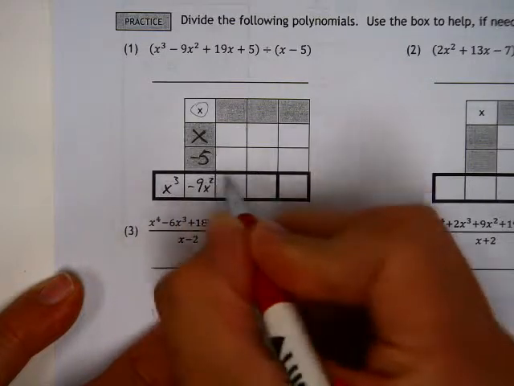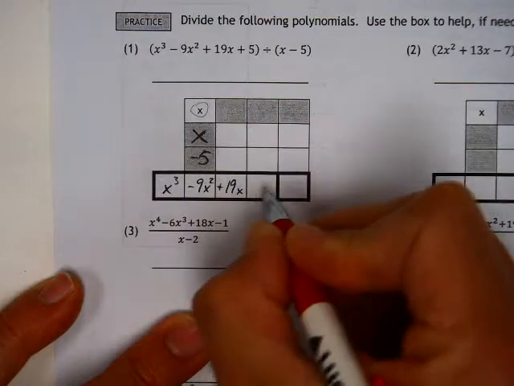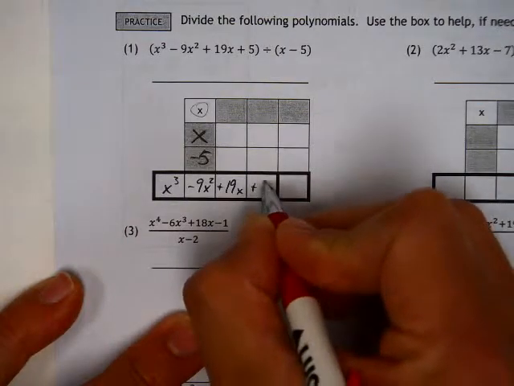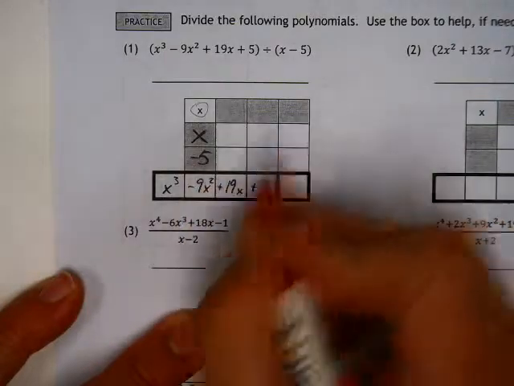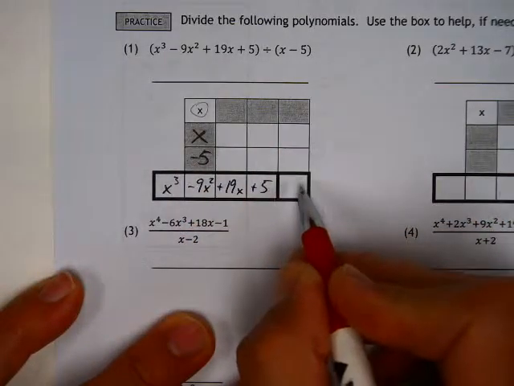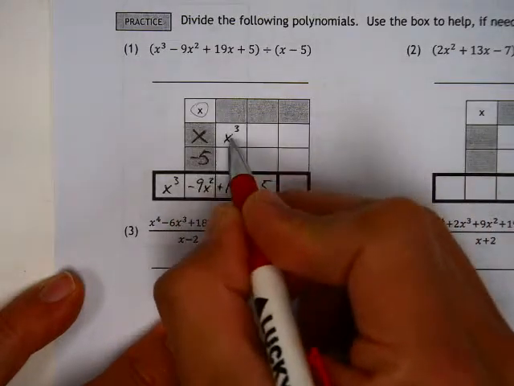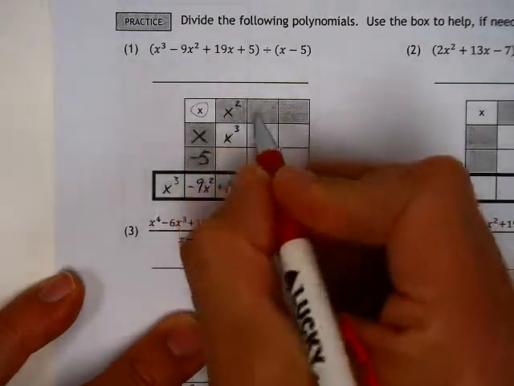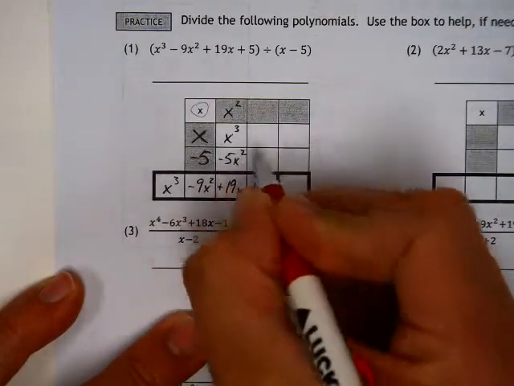This is sort of a Jeopardy question. I give you the answer, and you've got to come up with a question. What this times what is equal to that? Okay. So starting out, you're going to take that x cubed and put it right here, saying x times what is equal to x cubed. Well, that's an x squared. X squared times negative 5 is a negative 5x squared.